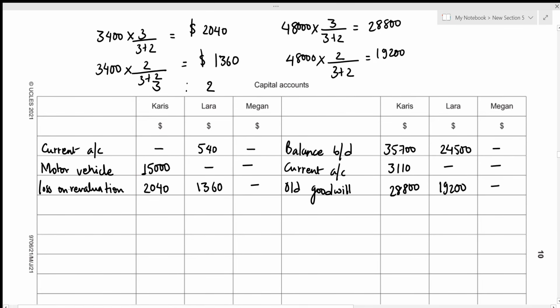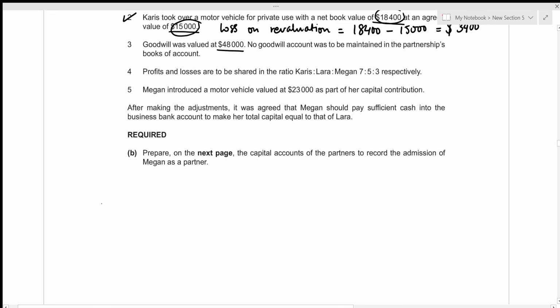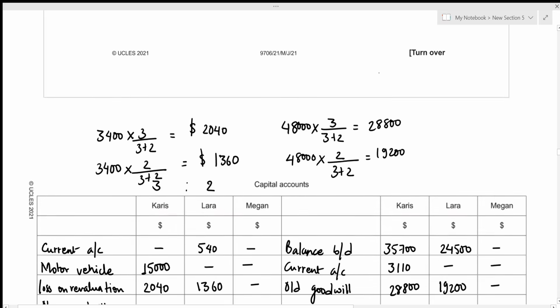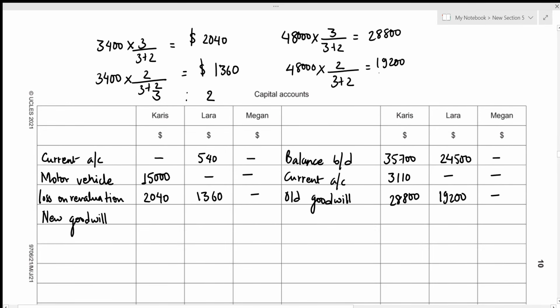Now we move on to the new goodwill. A new goodwill is determined on the basis of the new profit sharing ratio, which is given right here. So Karis, Lara, Megan, the ratio is 7:5:3. Now let's calculate the new goodwill. So for Karis, that's going to be 48,000 into 7 by 7 plus 5 plus 3, which will be equal to 22,400.